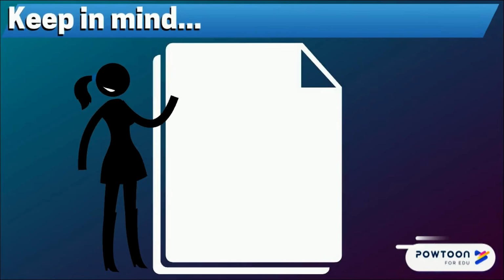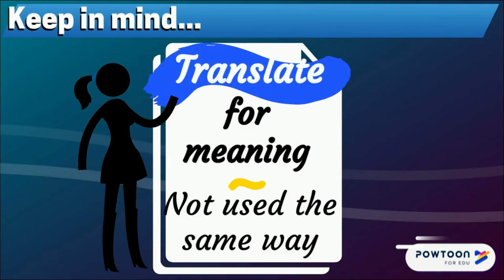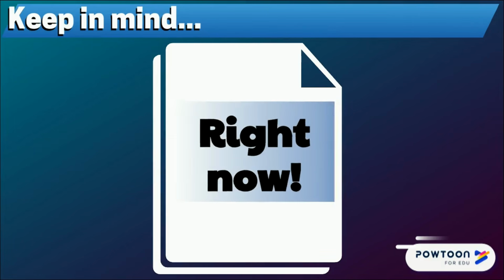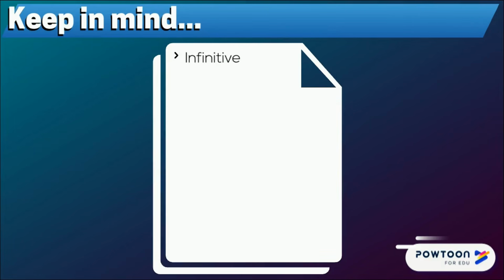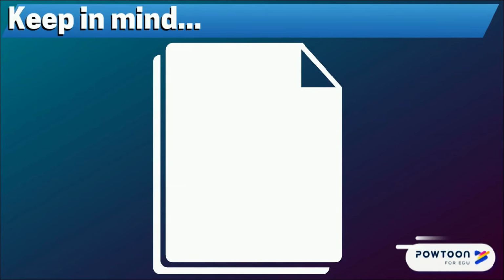This tense doesn't follow the same rule it does in English because in Spanish, it means the action is happening right now. It is much more likely that you will want to use the infinitive or just a normally conjugated verb rather than the present progressive. Just ask yourself, is the action happening as I speak? If the answer is no, then you probably want a different tense. Let's look at what I mean.